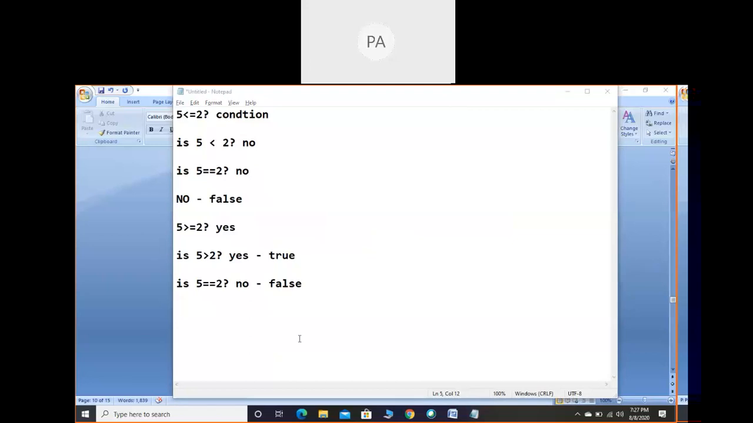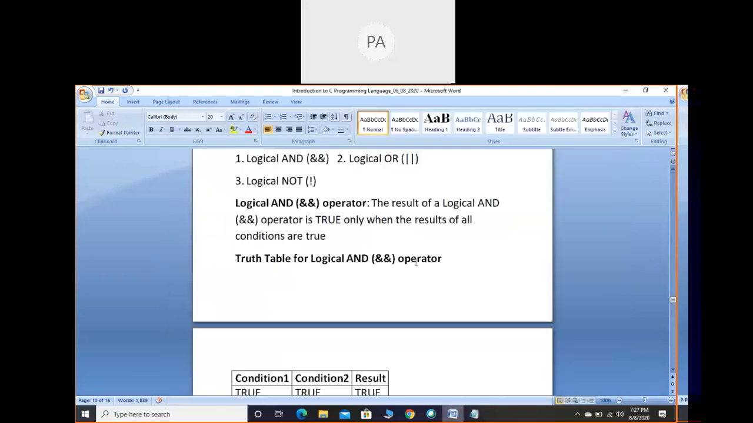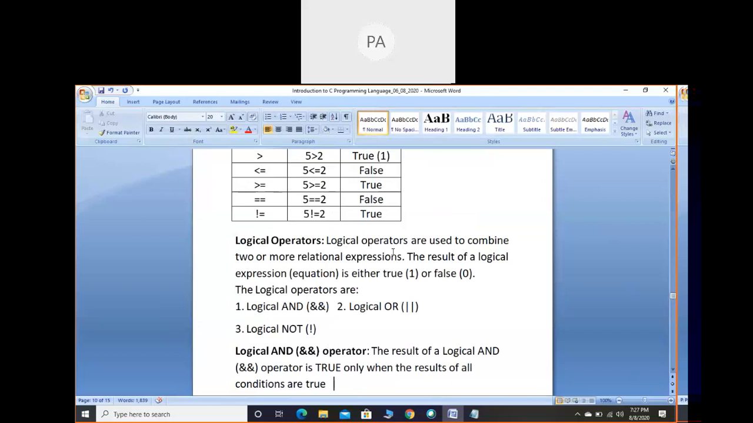Okay, so now in this explanation what they are telling: the result of a logical AND operator is true when the results of all conditions are true. That means more than one condition we are using, that is nothing but more than one expression, more than one relational expression.